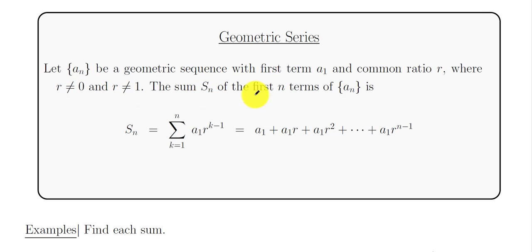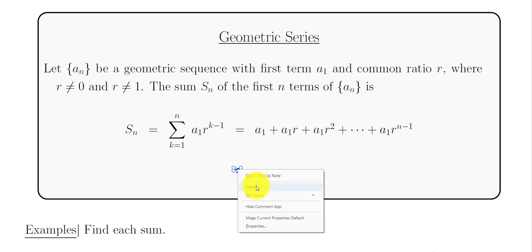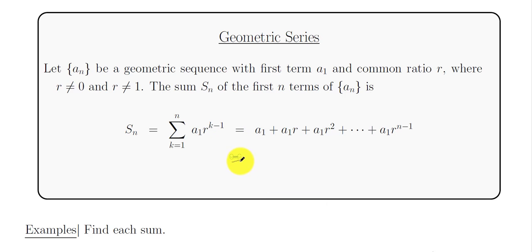Then the sum Sn of the first n terms of the sequence is given by the summation formula, k going from 1 to n, of a1 r to the k minus 1, and the whole formula is written as Sn is equal to a1 times 1 minus r to the n, over 1 minus r.